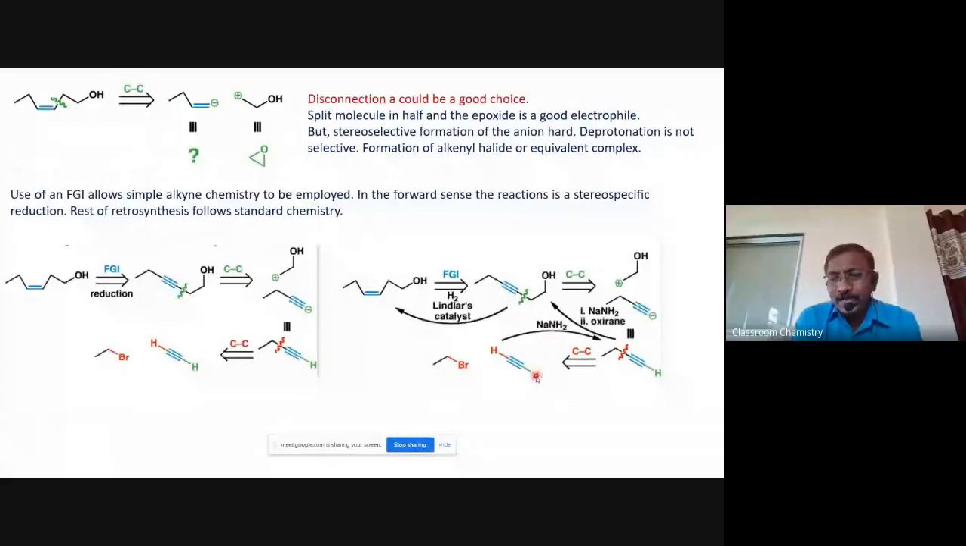We know that it can form a carbanion on either side. So first it can carry out alkylation. Then again we can carry out the NaNH2 addition. Then it can get a carbanion over here. Then it reacts with oxirane, that is epoxide, and we obtain this product.